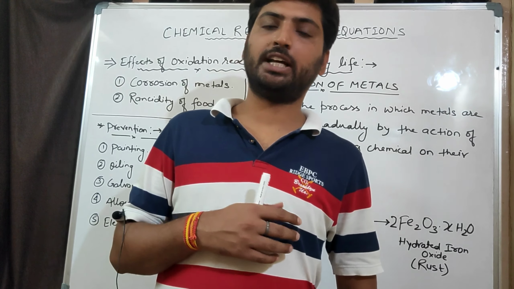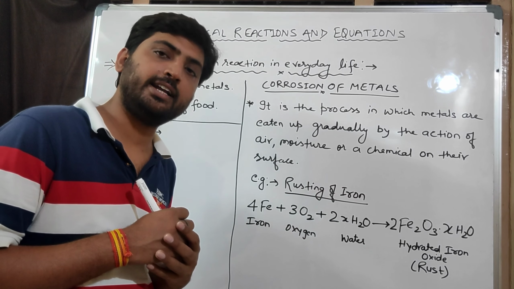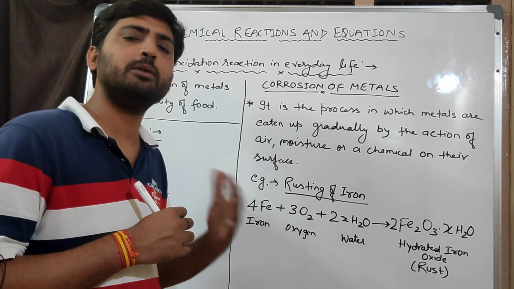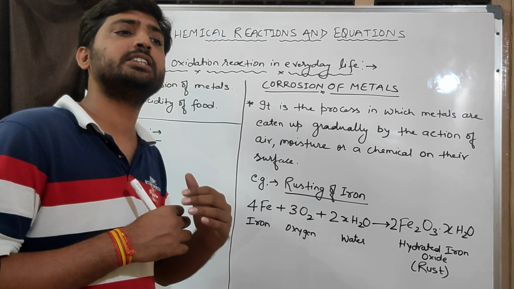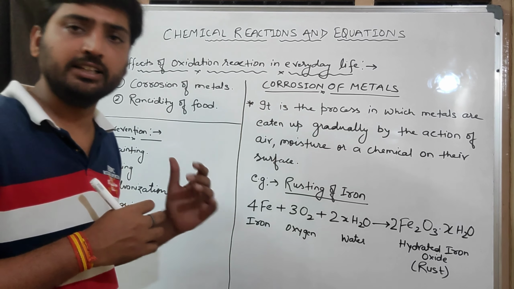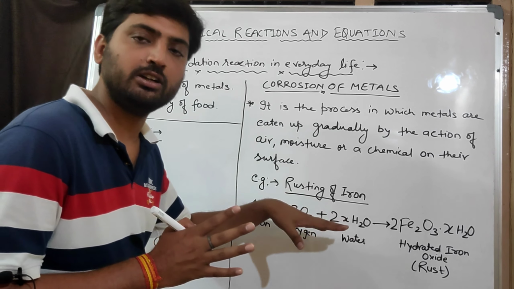The color of the upper surface of the metal changes, like the color of iron changes to brown, as I discussed before, and the color of copper changes to green. What is the example of this? The famous example is rusting of iron. In this chapter we have to study only rusting of iron. The corrosion of copper, silver, aluminium and others, we will study in detail in the third chapter, metals and non-metals. In this chapter we have to study only rusting of iron.